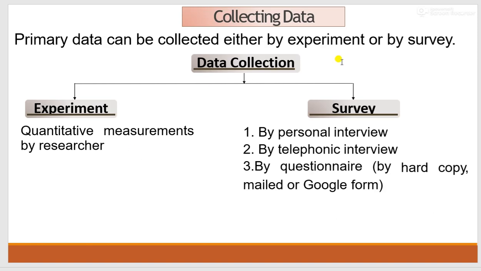Now the next step, once the sample size or sampling technique is fixed, is collection of data. Primary data can be collected either by experiment or by survey. You can collect the data either by performing an experiment or you can carry out a survey. An experiment involves quantitative measurements done by the researcher, while a survey can be carried out by personal interview, by telephonic interview, or by a questionnaire using a hard copy of a question paper, or by mail, or using a Google form.